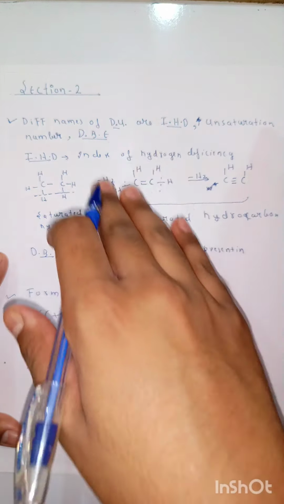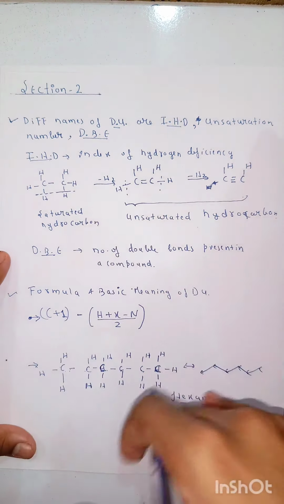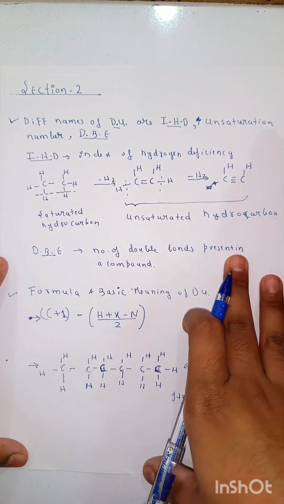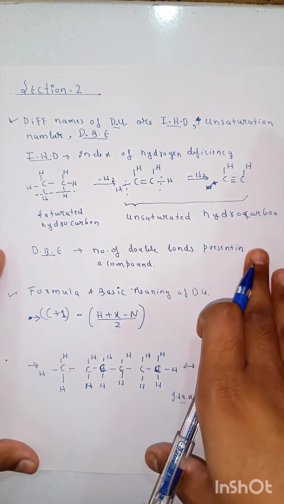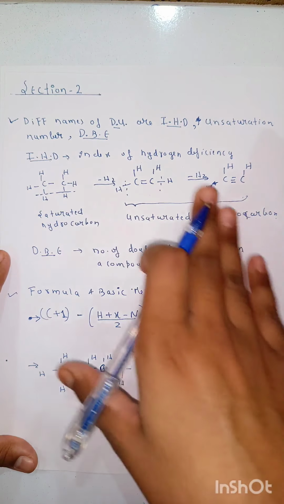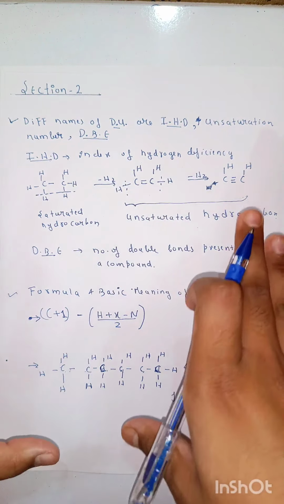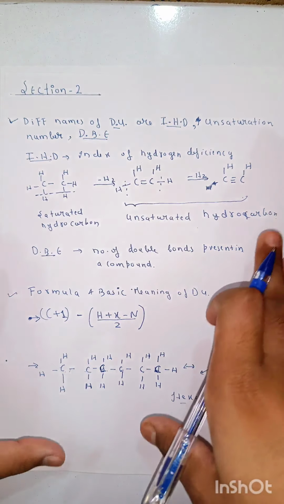Let us move to our section 2. Here we will be gathering some of the information which is necessary for finding degree of unsaturation, the basic method which is necessary for it. First of all, we will be understanding a bit about it. What is degree of unsaturation?